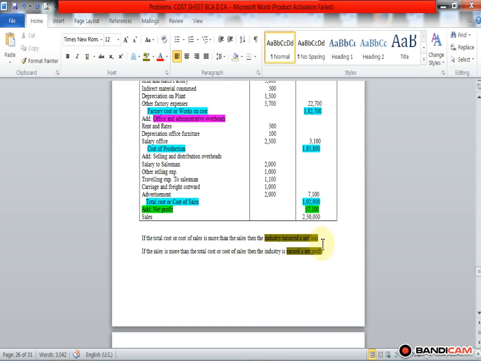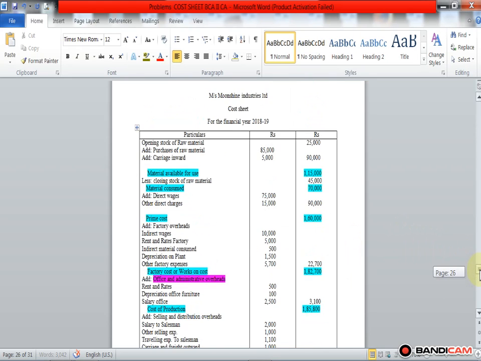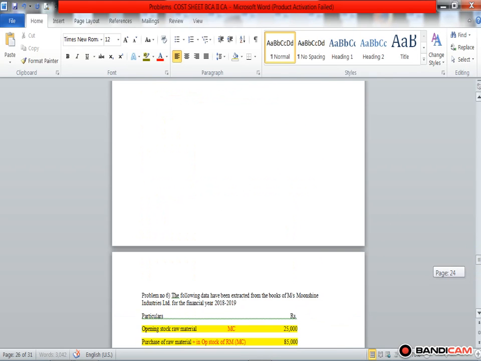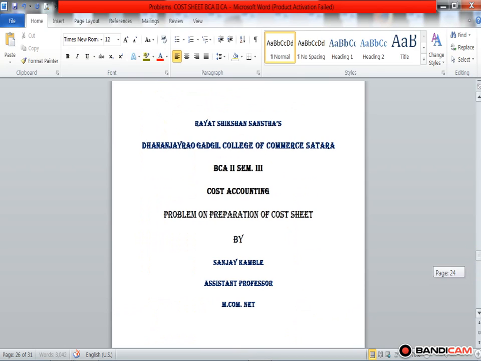So remember: if the sales is more than total cost, then the industry earns net profit. If the total cost is more than sales, then the industry incurred a net loss. In our previous lecture we solved problem number 5 on preparation of cost sheet. In today's lecture we solved problem number 6 on preparation of cost sheet. In our next lecture we will start a new content of this unit, that is quotation and tender.